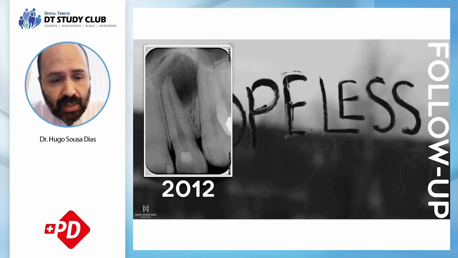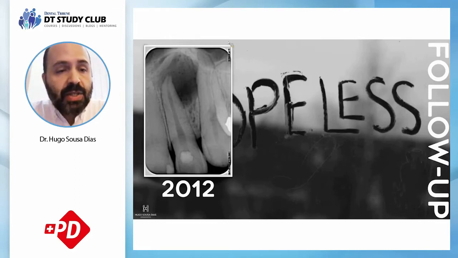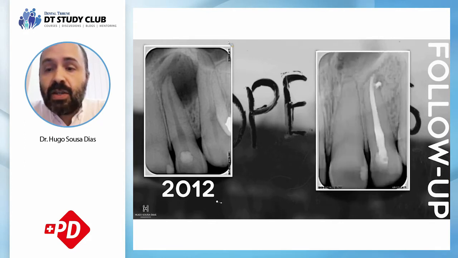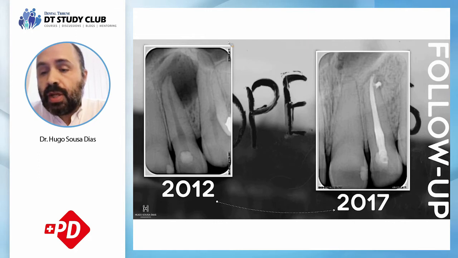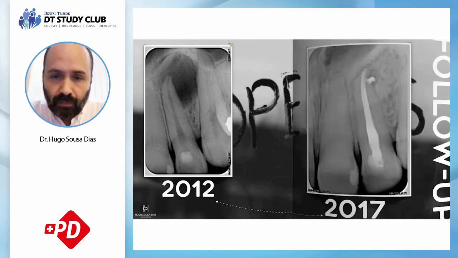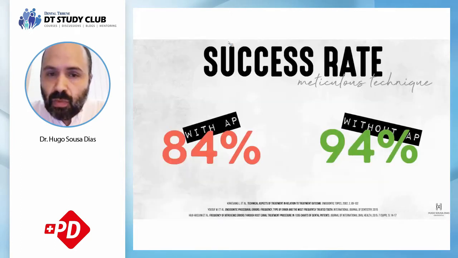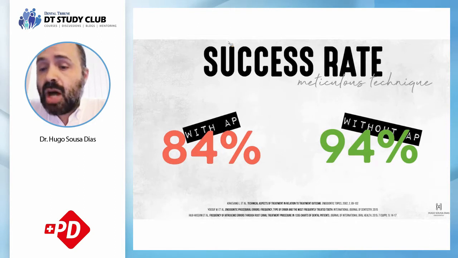Imagine this clinical case. In 2012, I received this patient with a huge apical lesion, and I did the root canal treatment. After a 5-year follow-up, I have amazing healing in the apical area without any lesion, the tooth in function, with a very good outcome. All of you know that the success rate is very high. We have around 94% success in situations without apical periodontitis.